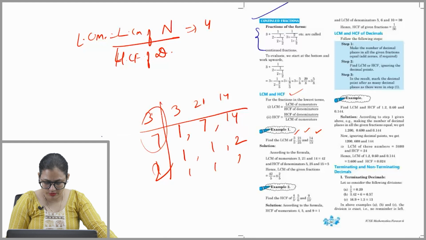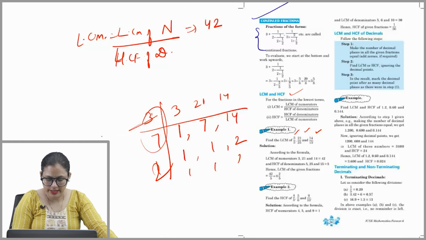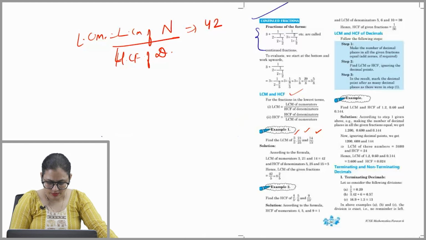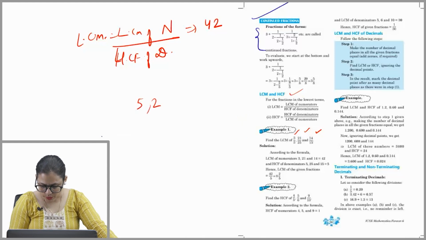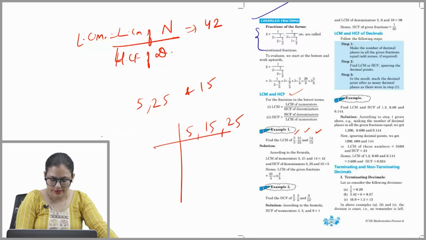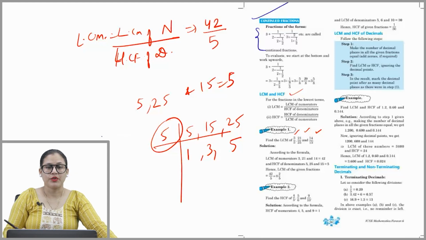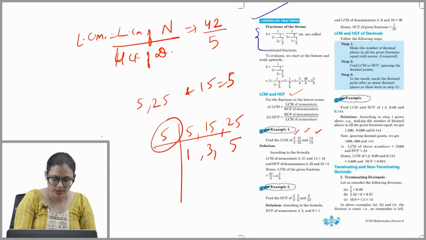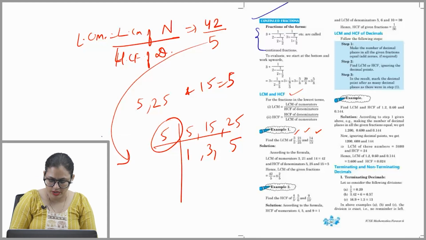Now we have 42. We have to find the HCF of the denominators. In the denominators we have 5, 25 and 15. Find the HCF: 5, 15, 25. 5 ones are 5, 5 threes are 15, 5 fives are 25. So the HCF is 5 only. We will write here HCF 5. Now 42 by 5 is what? We will convert this improper fraction into a mixed number.